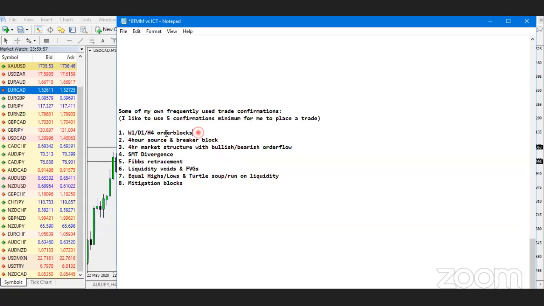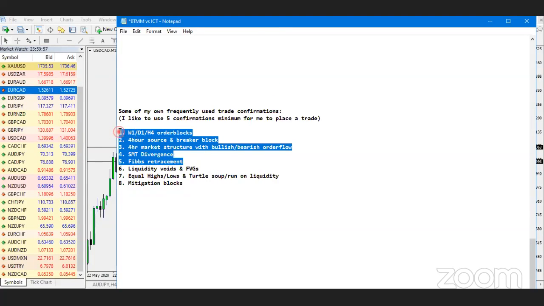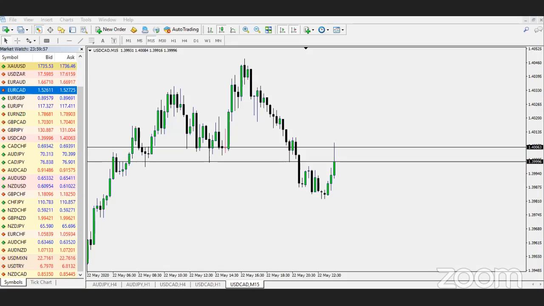So you can see that if we mark up our order blocks on the weekly time frame, the daily time frame, and the 4-hour time frame to know our bearish or bullish bias, we use our 4-hour source, our breaker block, our 4-hour market structure with the bullish or bearish order flow. And I think we have covered some divergence in previous videos, lightly touched on it. And I would use a fib retracement as another level of confirmation. Now, these other things I use also, but we haven't covered them yet, so it's irrelevant for this video. But you can see that at a minimum, I like to use 5 reasons to take a trade.